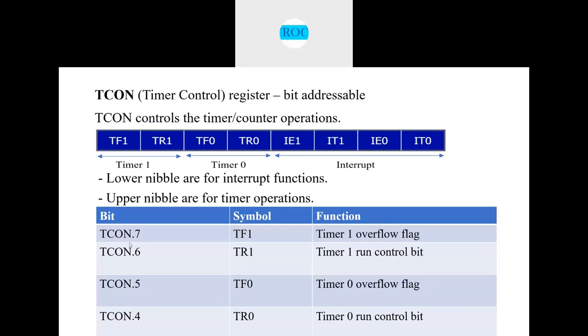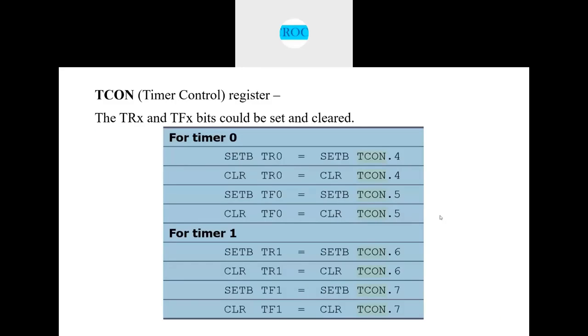As I said, the TCON register is bit addressable. You can directly mention TCON.7, TCON.6, TCON.5, TCON.4 in the instruction itself, because these are bit addressable. You can easily call them by the bits. As I said, the upper nibble is for the timer and the lower nibble is for the interrupt function. Now let's see how to set and clear, how to start the timer bits and how to stop the timer bits.